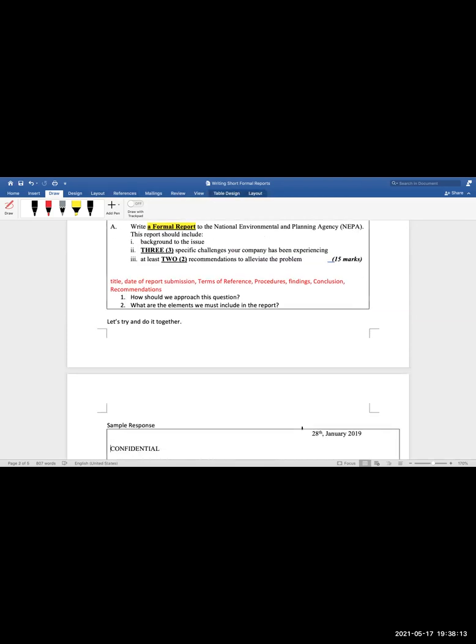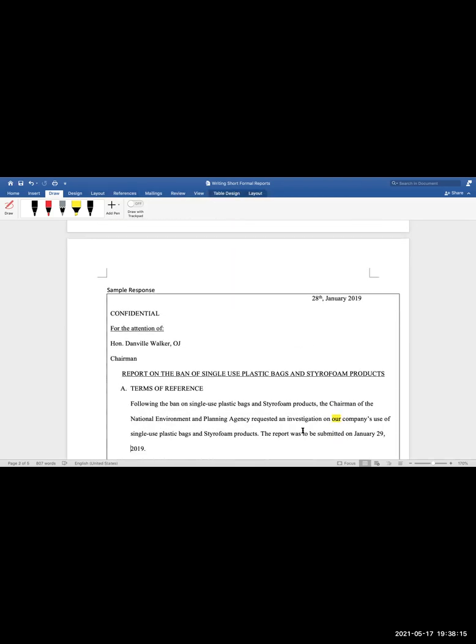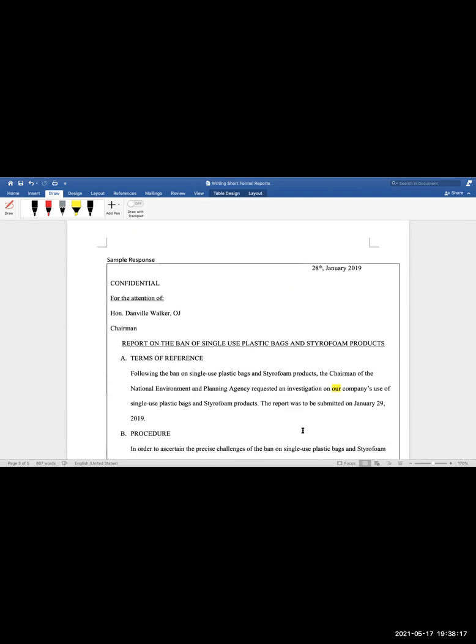Let's look at the actual suggested answer. All right. This is a sample answer from a student I taught in 2019. So confidential for that. One of the things you need to ensure in your short form report is confidential. Most short form reports are usually supposed to be labeled confidential because it usually is going to somebody specific. All right. So report on the ban of single-use plastic bags and styrofoam products.